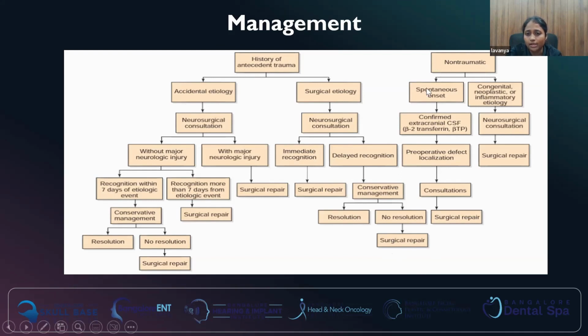For non-traumatic causes of CSF leak, if the patient comes with spontaneous onset, then we have to confirm the presence of CSF, then confirm the site of the CSF leak, and then preoperative defect localization has to be done, and then plan for surgical repair. If it is congenital, neoplastic, or inflammatory etiology, the etiology has to be treated first, followed by the CSF leak repair.